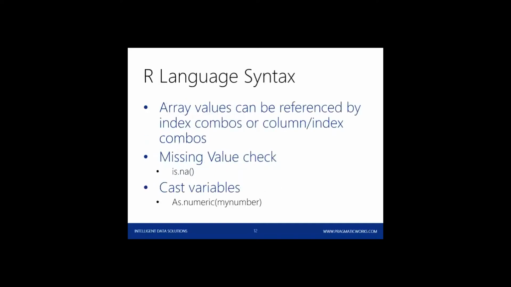So some of the high points of the R language syntax: you can reference your values of an array through row index or column index combos. Your basic missing value check, so that you can see if a value is null or is empty, is just is.na. And casting variables is as.numeric. So you can see the syntax is actually very simple, very logical, human, almost English in a way.